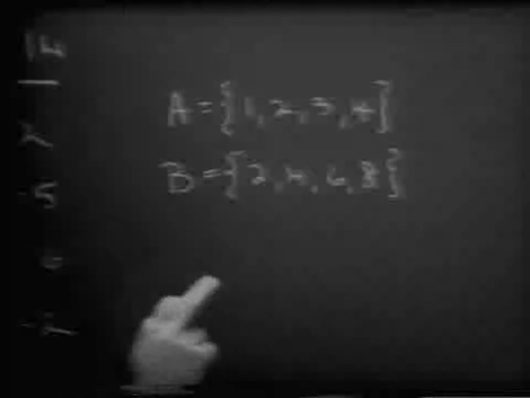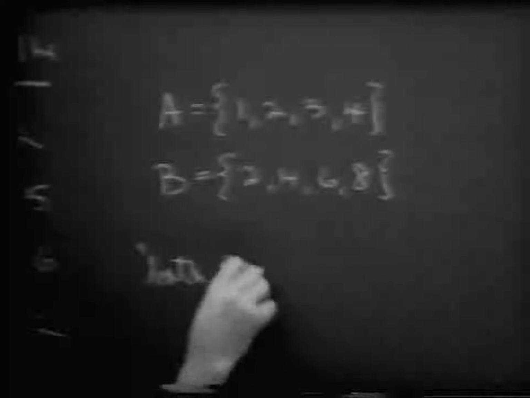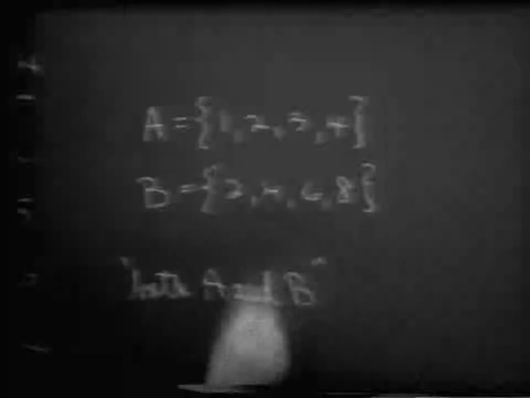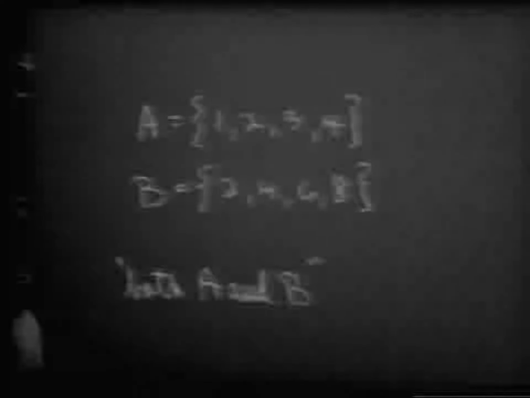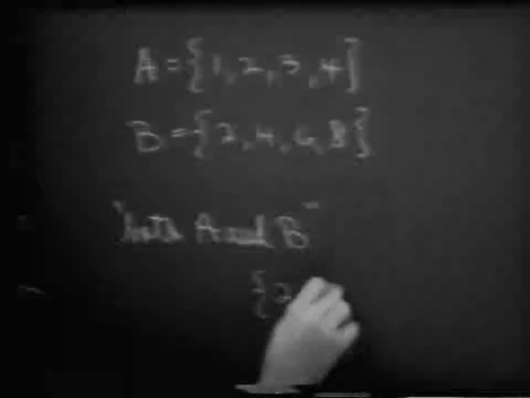Now, what I'm interested in is the set of all elements that are in both A and B. We want those elements that are in both A and B. And what elements do you think we have that are in both A and B? Bob says 2 and 4. So let's indicate that with the set of elements 2, 4.